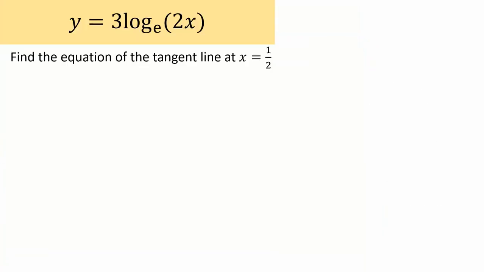I want you to do the same thing. Sometimes you don't get power functions. It doesn't have to be a power function. It could be any of these functions here. I've got the curve 3 log e of 2x. I want you to find the equation of the tangent line at x equals half. Same idea. So at x equals half, tell me what is the equation of the tangent line. Okay, again, 2 minutes.